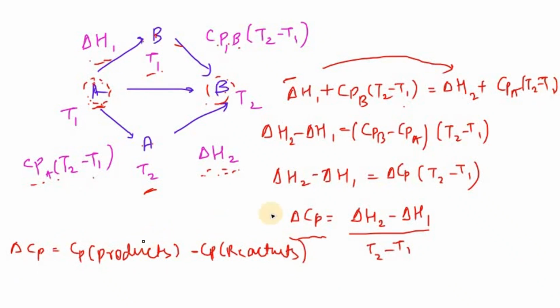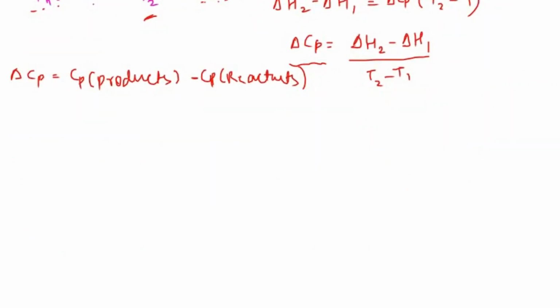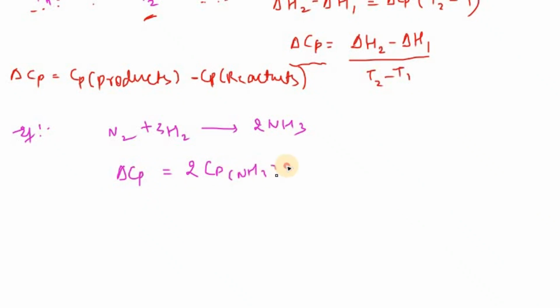Now let's see an example of how this works when a reaction is given. Take N2 plus 3H2 in gaseous state forming 2NH3. Here delta Cp of the reaction will be given as 2 times Cp of ammonia, the product, minus Cp of N2 minus 3 times Cp of hydrogen gas. So that's how we consider all these cases.